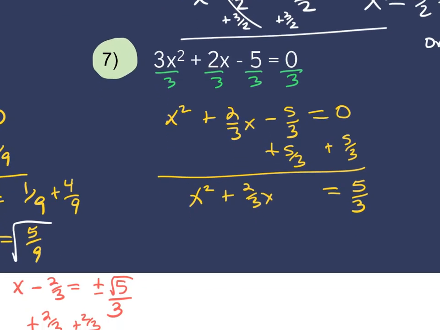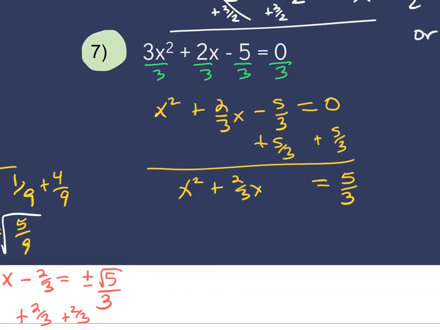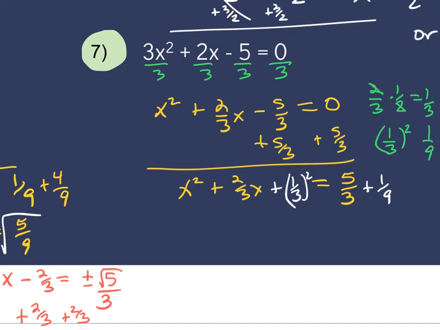I now need to take the b term. And again, remember, since it's a fraction, you don't really need to think of it as divide by 2, just think of it as times by 1/2. So my b term, I'm going to take 2/3, times it by 1/2, simplify, I get 1/3. So it's 1/3 squared. So I'm adding 1/9 to this side, but in here I'll put the 1/3 squared. Factor the trinomial, becomes x plus 1/3 squared.